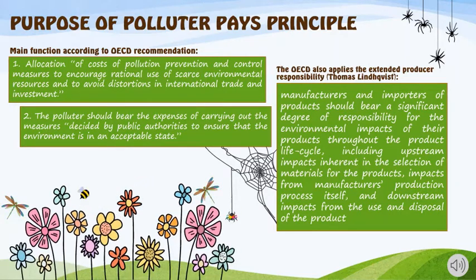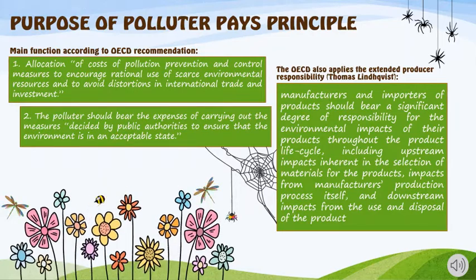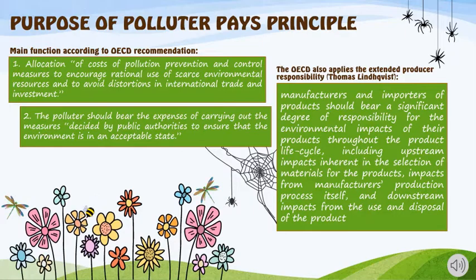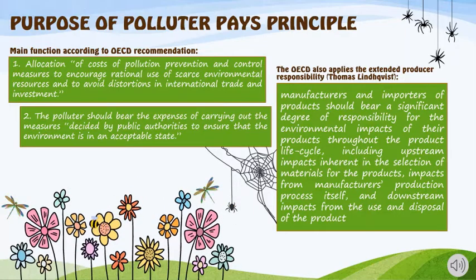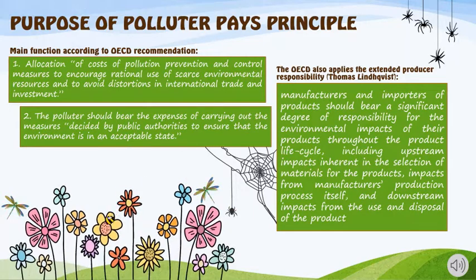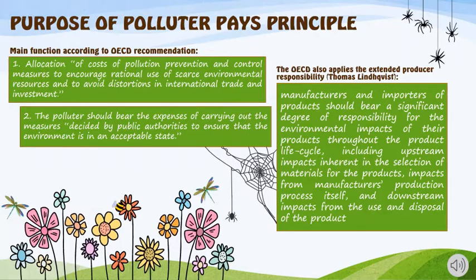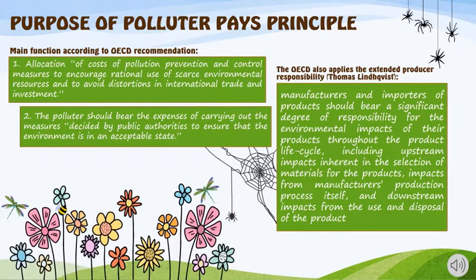As a main function of the principle, the OECD recommendations specify the allocation of costs of pollution prevention and control measures to encourage rational use of scarce environmental resources and to avoid distortions in international trade and investment. The polluter should bear the expense of carrying out the measures decided by public authorities to ensure that the environment is in an acceptable state.